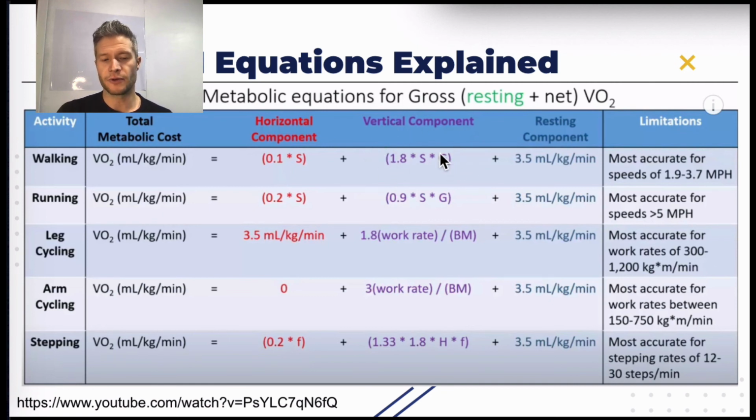So if I'm on flat, vertical component 0, now all I'm left with is my horizontal component, my resting, and that will equal my total metabolic cost, okay? So again, concepts: resting plus work equals total metabolic. That's the general concept.